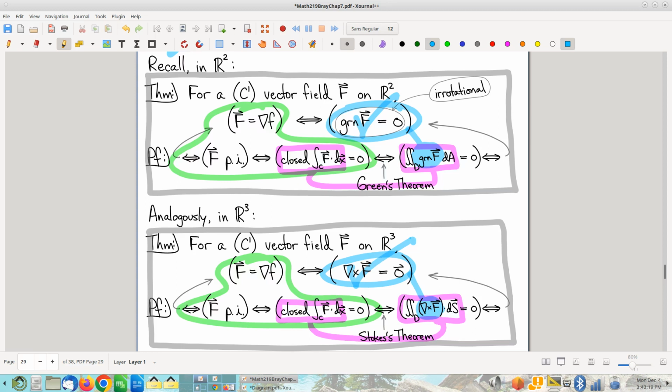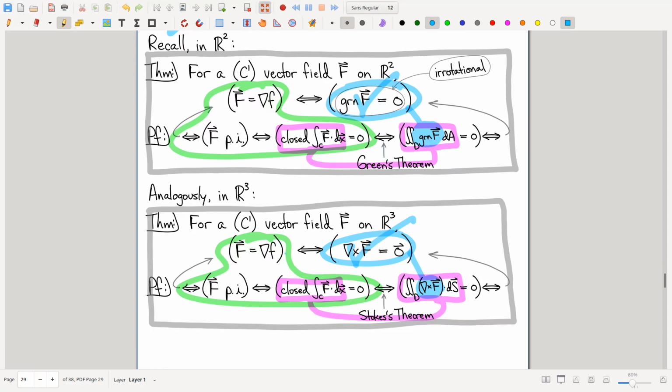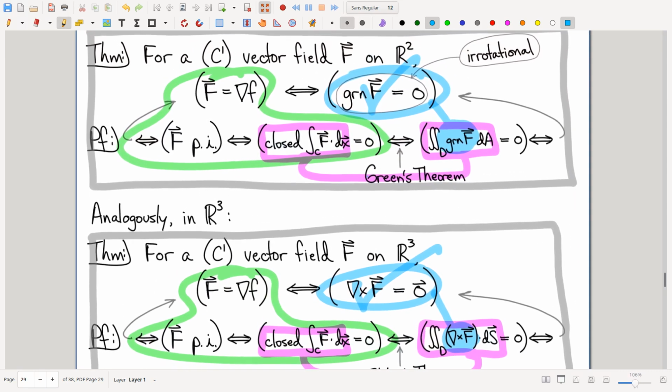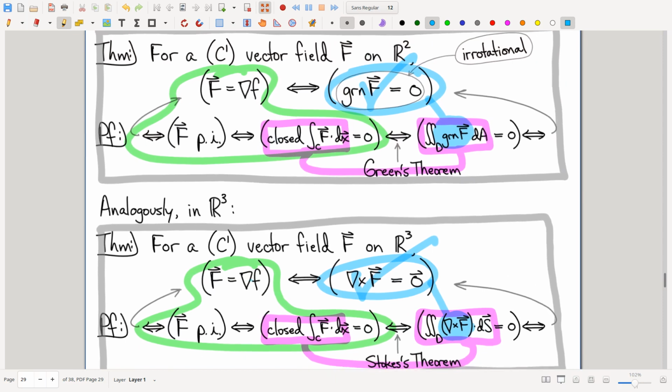Oh, and you know what I can do? I can make that big. There we go. Okay, I can make that bigger now. There we go.